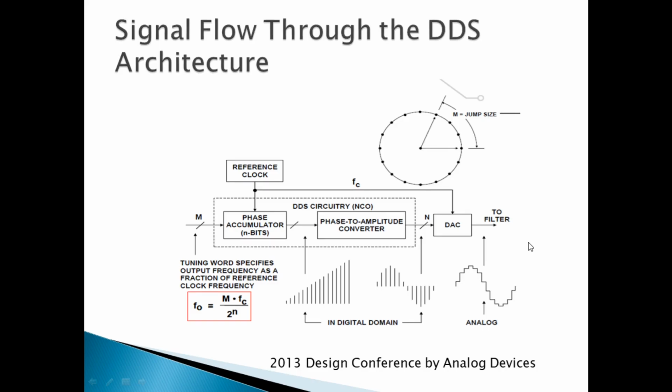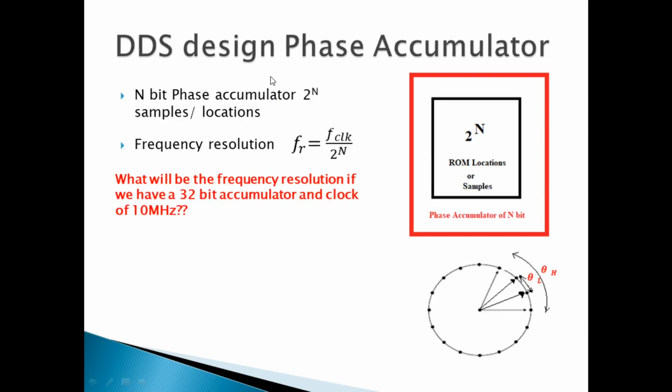So I was talking about the DDS design phase accumulator. To determine the frequency, the DDFS system has an n bit, 2 raised to n, phase accumulator and a reference clock. This phase accumulator can address up to 2 raised to n different ROM locations or samples.